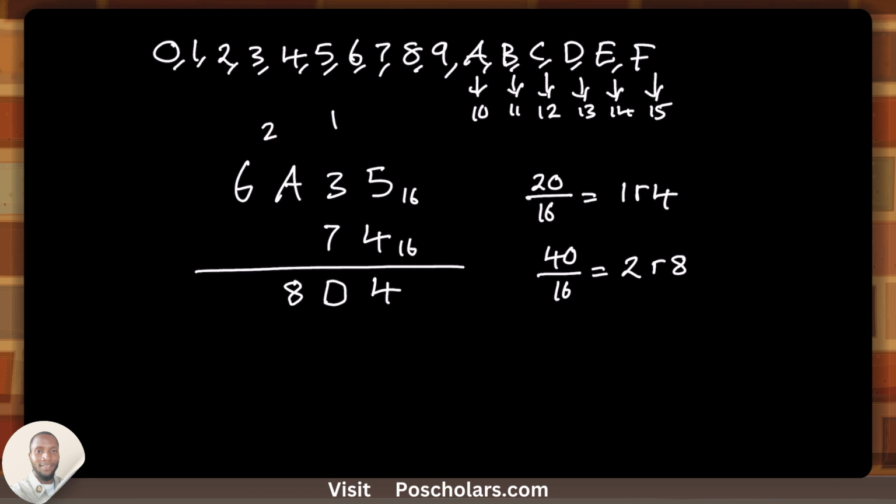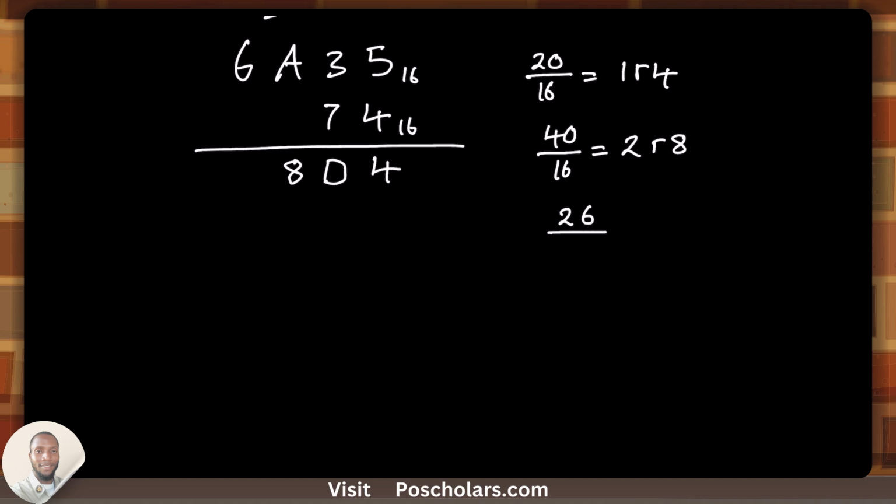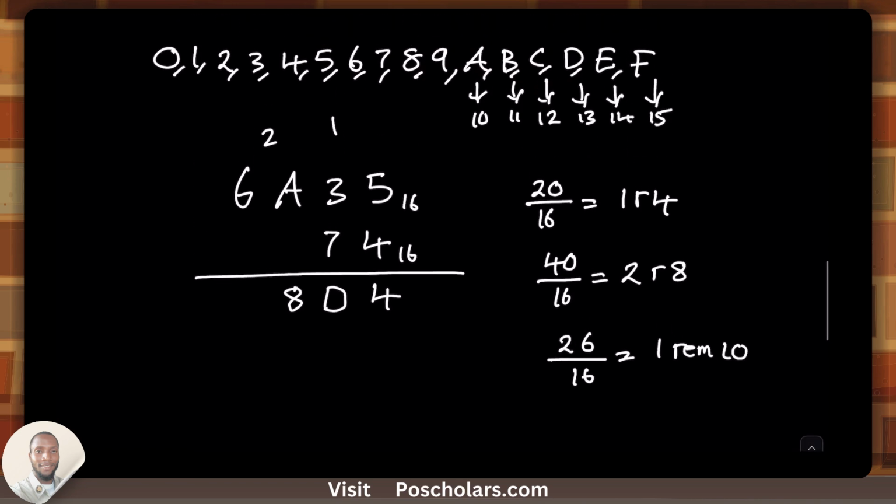You can't write down 26, but you can say 26 divided by 16, which is the base, gives 1 remainder 10. So you write down the remainder, which is 10, but you can't write 10 because 10 is represented as A. So you write A, which is the remainder, and you write 1 in front, right? Now we are done with the first digit.